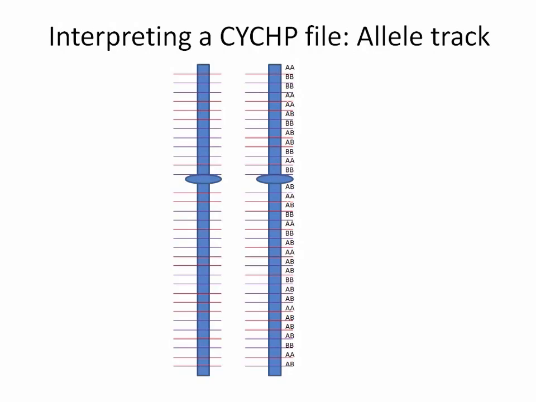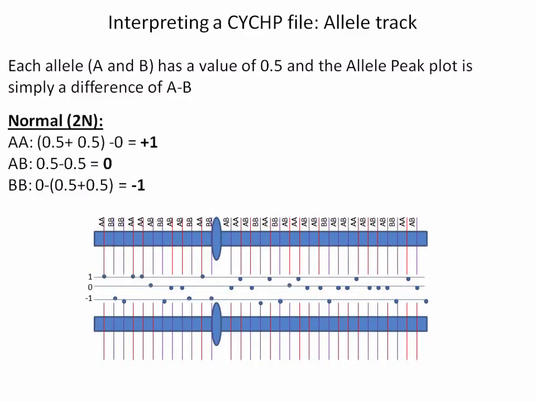So basically, the SNPs are going to be for a biallelic situation. You can be either AA, BB, or AB for any particular region where you have two chromosomes, where you're diploid. And the way that it's plotted within the software is pretty much just A minus B. So you give each allele a value of 0.5, and then you just plot it. If you're AA, then you're going to be 0.5 plus 0.5 minus 0, because it's your A's minus your B's. So for that particular SNP, you would have a dot plotted at 1. If you were AB, A minus B would be 0, so you'd get a dot plotted at the 0 line. And for BB, you'd get a dot plotted at the minus 1 line.